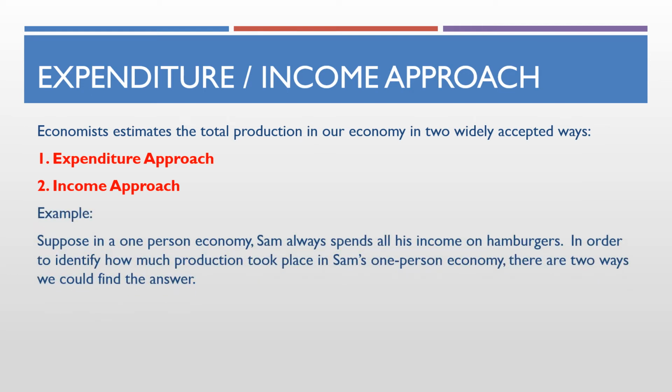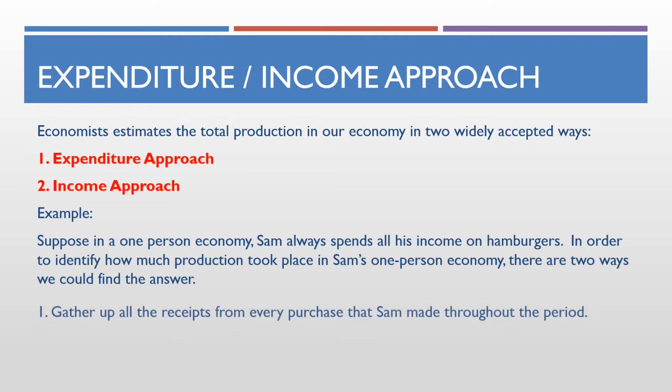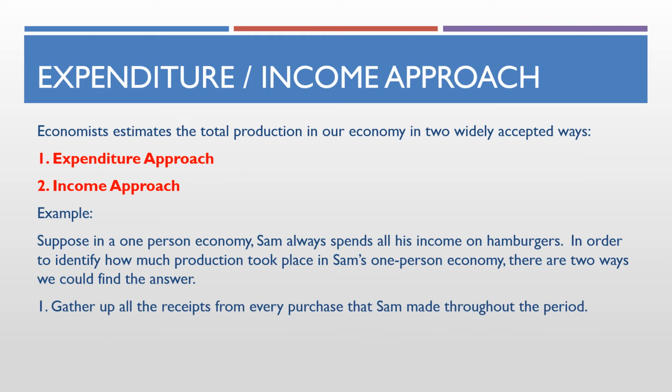I think the easiest story I can tell here is if you assume there is only a 1-person economy and Sam is the only one who lives in this economy, and we always know Sam is going to spend all of his income on hamburger, which is something that he really likes. In order to identify how much production took place in Sam's 1-person economy, generally speaking, there are two ways to do it. Number one, we can follow Sam every single day, and whenever Sam buys something in this economy, we just keep the receipt of this purchase.